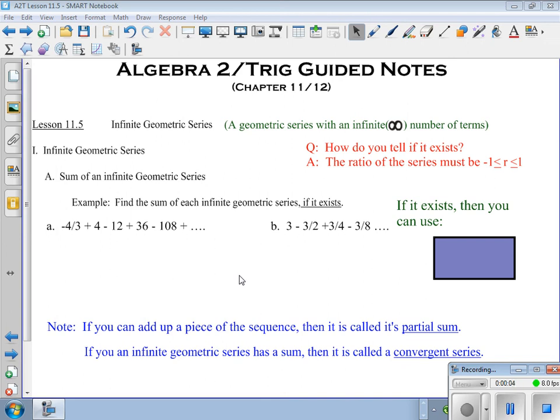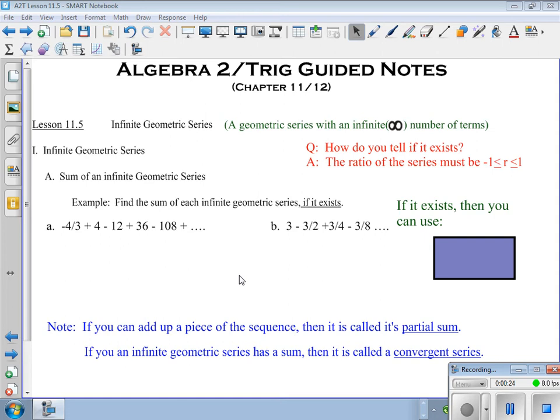Lesson 11.5 here, we are going to look at what are called infinite geometric series. Infinite geometric series have an infinite number of terms. They go on forever. As you can see, these two examples that we're going to do down here, labeled A and B, have dot, dot, dot at the end, meaning they go on forever.